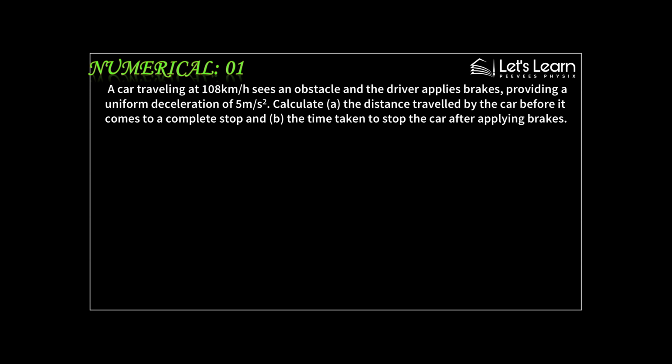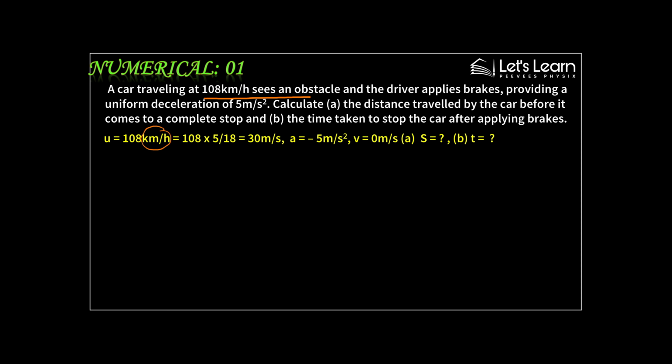Numerical number 1. The question says a car travels with a speed of 108 km per hour. We have to change the kilometer per hour into meter per second. How do we change it? Times 5/18. So the starting speed is 30 meter per second. And it says provided by a uniform deceleration, which means acceleration is -5 meter per second square. And they wanted the distance traveled before the car stops.